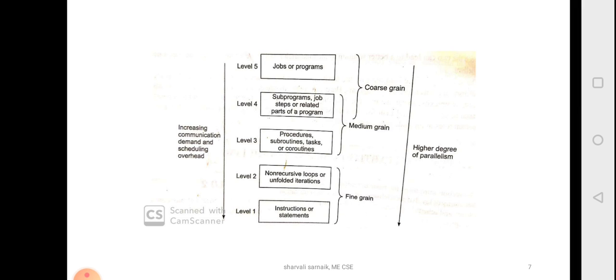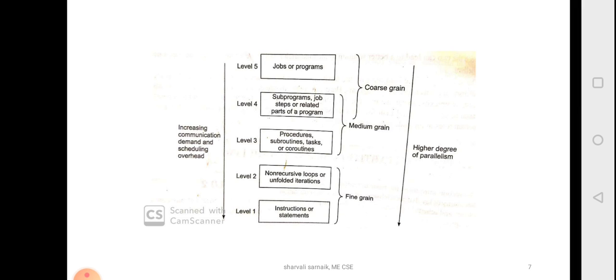Remember, level 1 and level 2 come under fine grain: instructions or a statement, that is level 1, and level 2, non-recursion loops or unfolded iteration. The exploitation of fine-grained parallelism can be assisted by an optimization compiler, which should be able to automatically detect parallelism and translate the source code to a parallel form, which can be recognized by the runtime system. So instruction level parallelism can be detected and exploited within the processor.